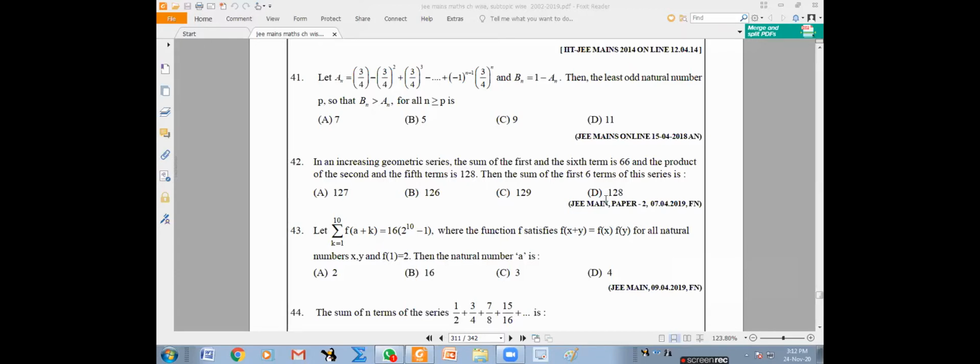Okay, 42. Then increasing geometric series, the sum of the first and sixth term is 66. Okay, a plus ar power 5 is 66. Product of second and fifth term, ar into ar power 4 is 128. What is the sum of the first six terms? S6 is how much?